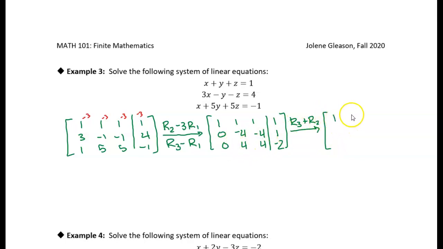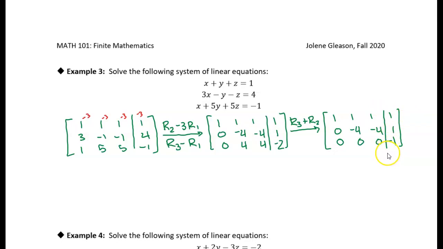Okay, so I'm not going to do anything with the first row, and I'm not going to do anything with the second row either. So minus 4, 1. And then I'm just going to add the second row to the third row. So 0 plus 0 is 0. 4 minus 4 is 0. 4 minus 4 is 0. And then I get a negative 1 here. Okay, there's my new augmented matrix.